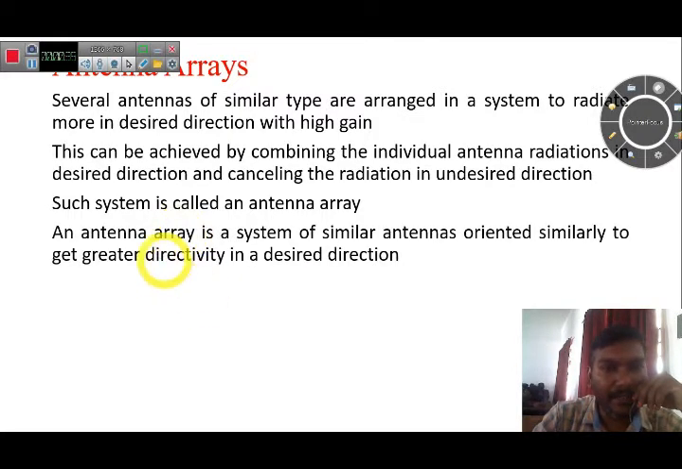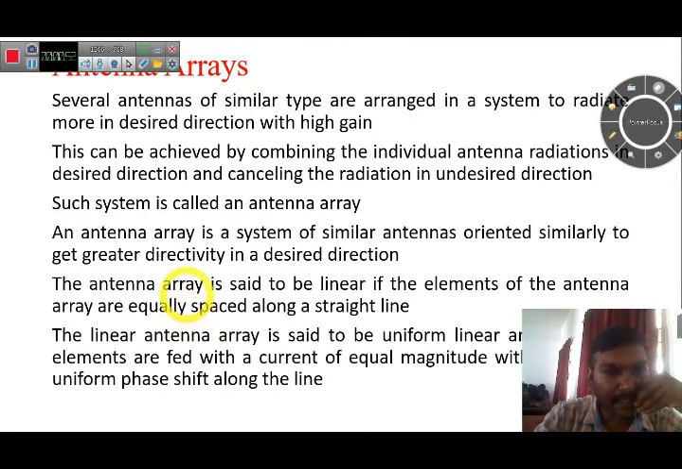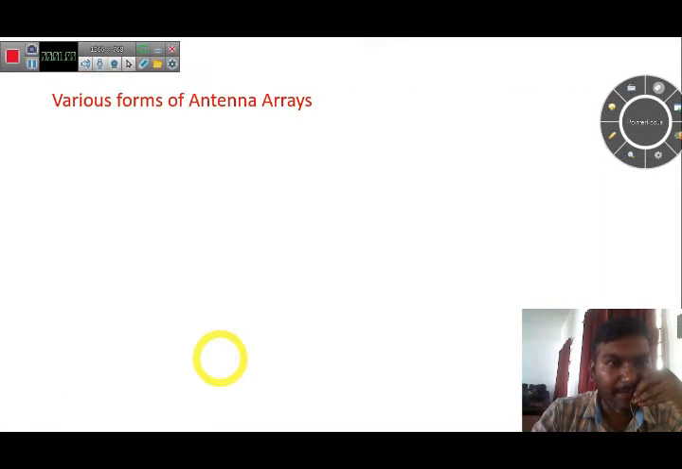An antenna array is a system of similar antennas oriented in a similar way to get a greater directivity in a desired direction. An antenna array is said to be linear if the elements or antennas are equally spaced along a straight line. That means the antennas are placed in a straight line with equal distance. The linear array is said to be a uniform linear array if all the antennas are fed with currents of equal magnitude with a progressive uniform phase shift along the line.